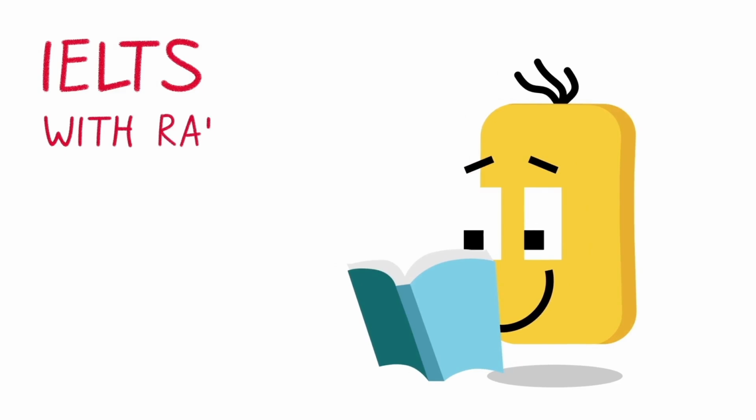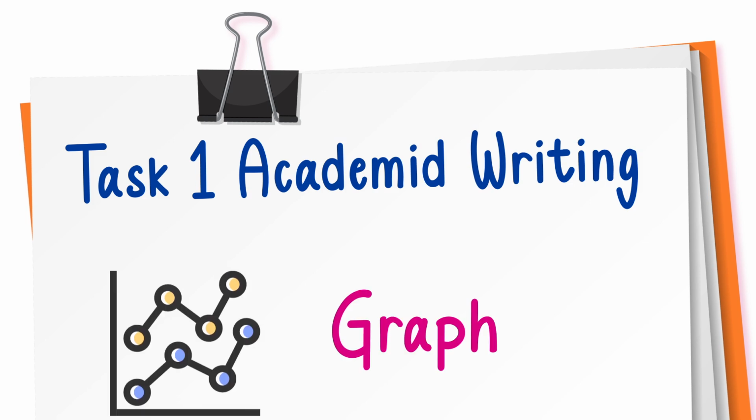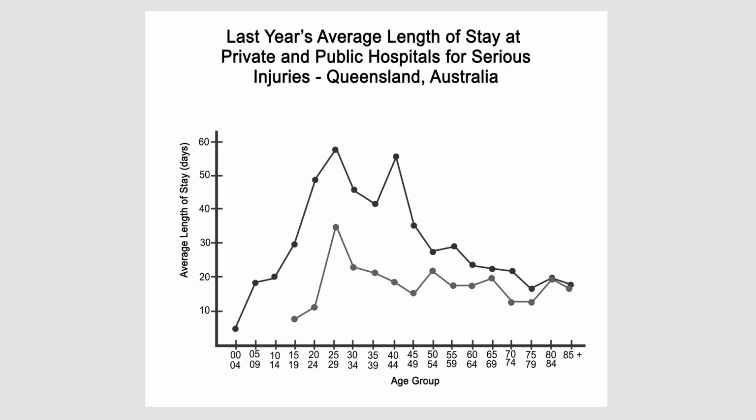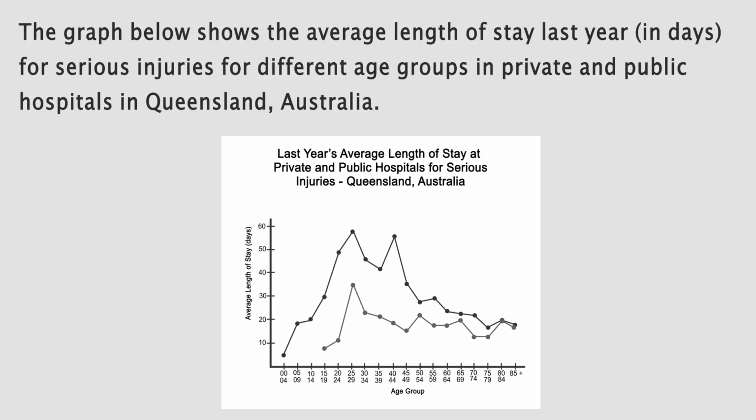Well, today we're going to cover another Task 1 Academic Writing, and today's chart is a graph. First, let's take a look at our graph here and also the question. The graph below shows the average length of stay last year in days for serious injuries for different age groups in private and public hospitals in Queensland, Australia.